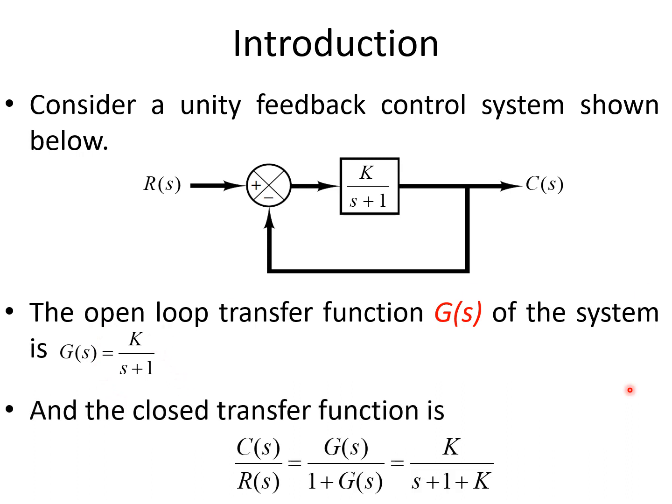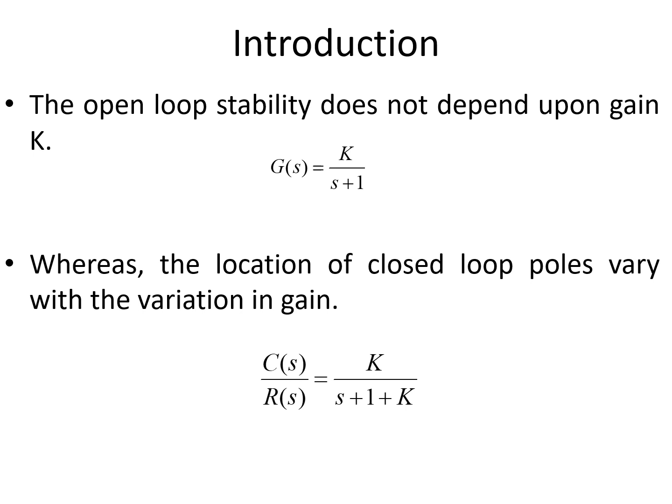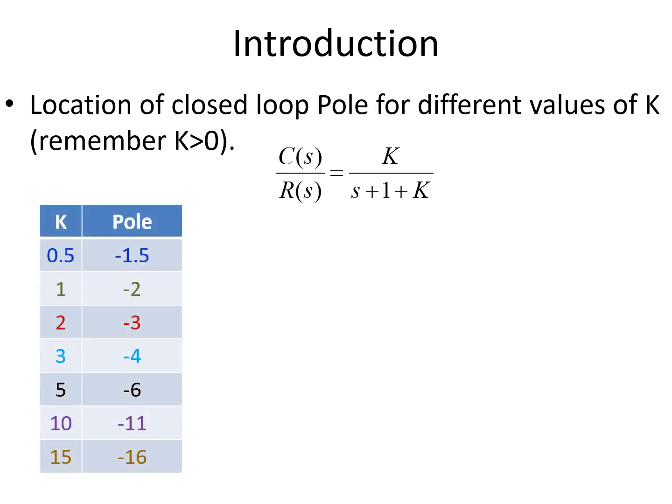The closed loop transfer function, as usual, is C of s by R of s, which is equal to G of s divided by 1 plus G of s. When you simplify this, we get the transfer function as K divided by s plus 1 plus K. The one thing we should know here is that the open loop stability does not depend upon the gain value K in the case of Root locus diagrams, whereas the location of the closed loop poles varies with the variation in the gain.